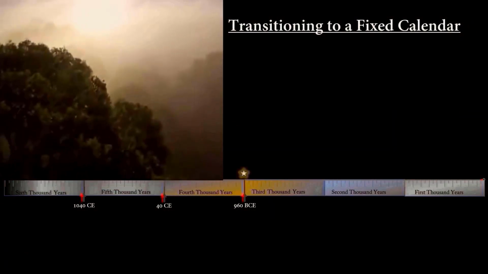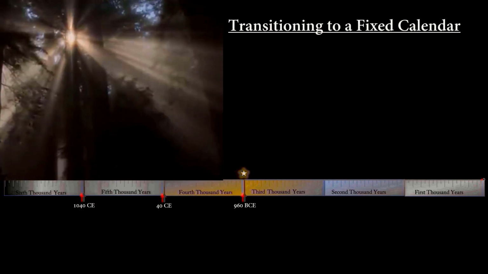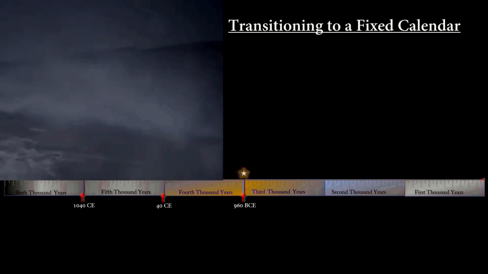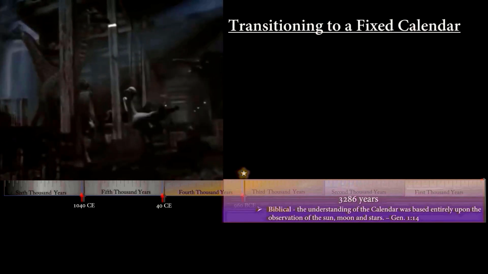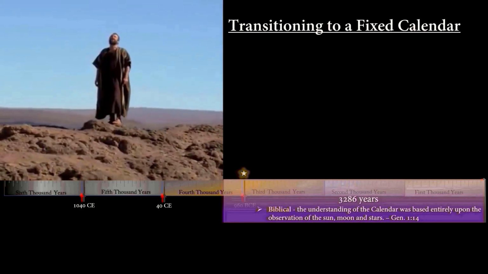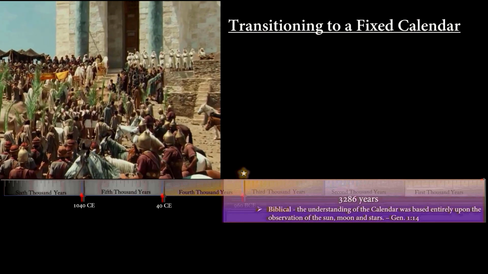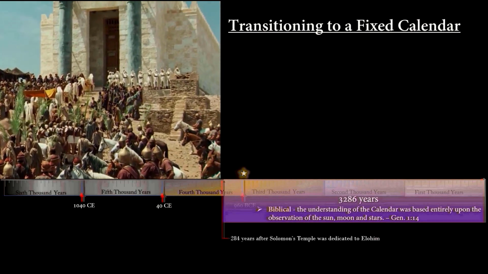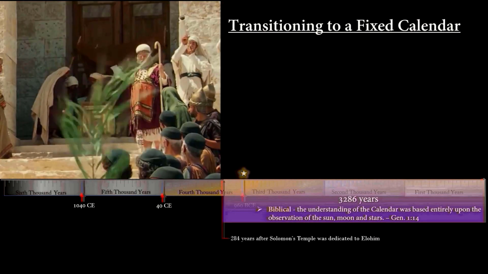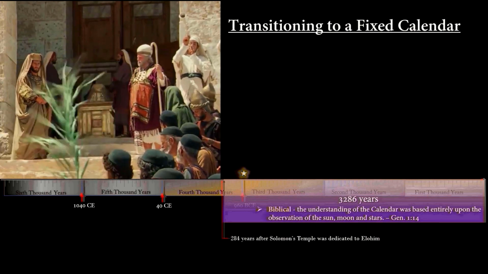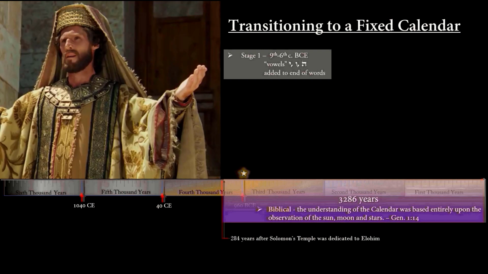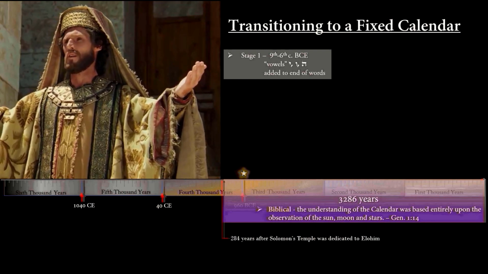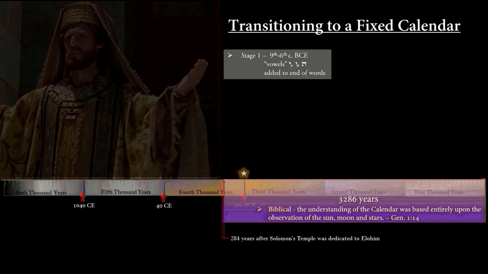The evolvement of the Hebrew calendar could be divided into just three parts, beginning with the biblical period, 3,286 years from day one to just 284 years after Solomon's temple was dedicated to Elohim. They begin to fall away. Stage 1. Here we have the beginning of altering the text. Is it a coincidence? I'm not sure.